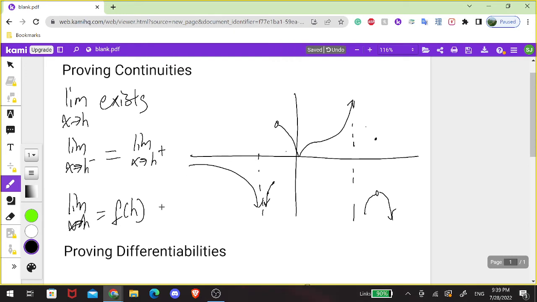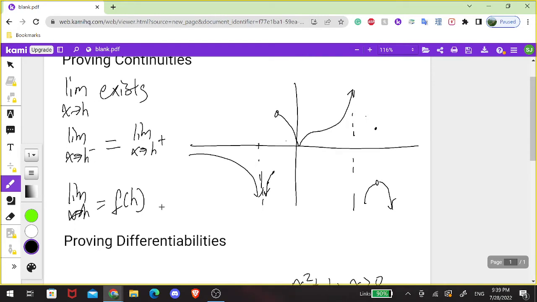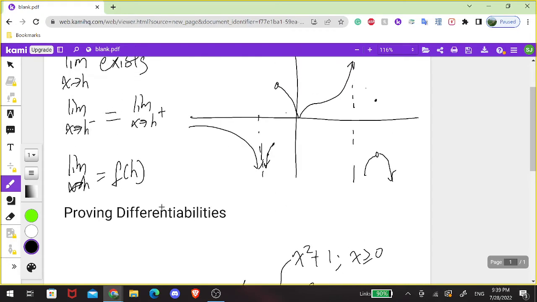Let's take an example over here. At this point, the function is obviously not continuous. Why? Does the limit exist? The limit does not exist as it goes towards infinity, although the left limit and the right limit are the same because they both go to negative infinity. The limit does not exist because it's infinity. So we call this an infinite discontinuity.